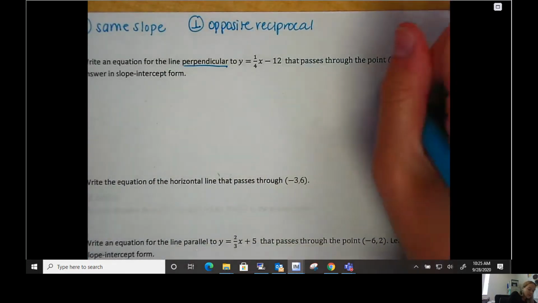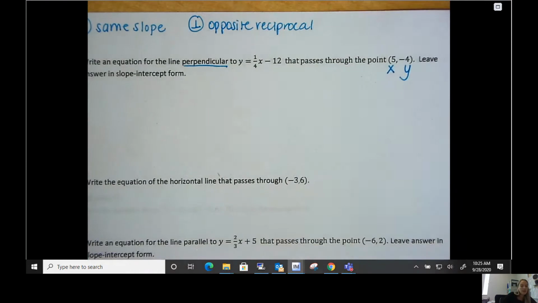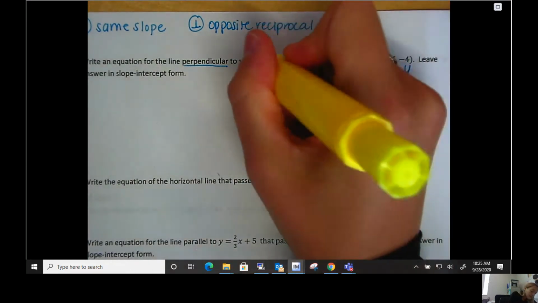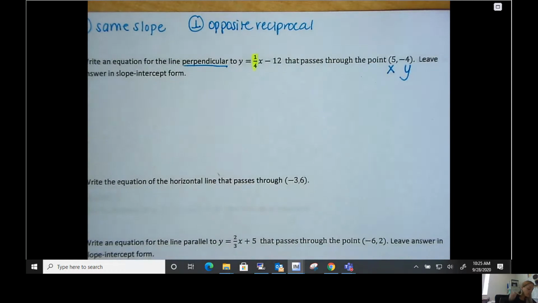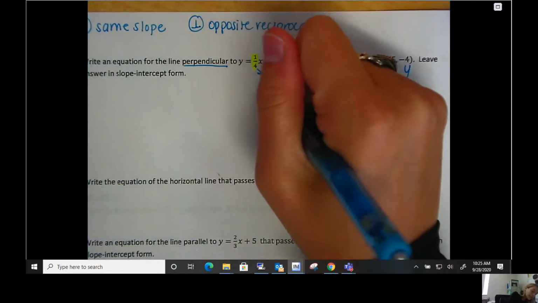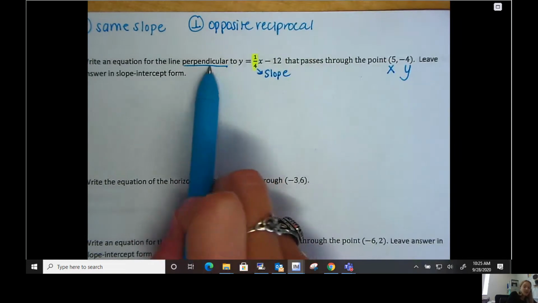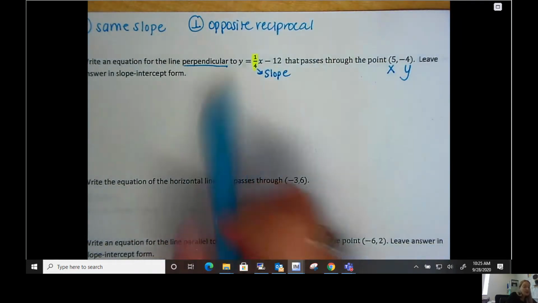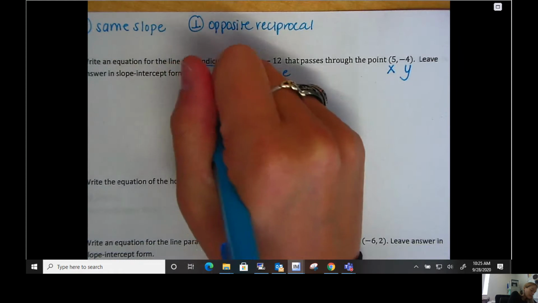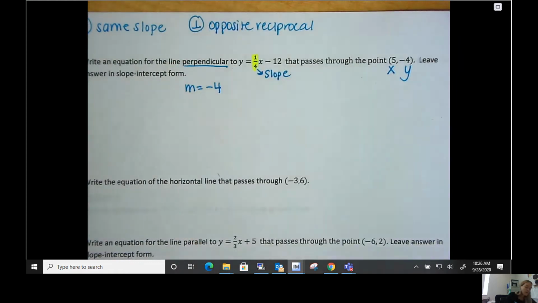Now I know the points are my X and my Y's, right, because it's a coordinate. Now my slope in this problem is 1/4. That's my slope. But if I'm going to write an equation that is perpendicular, I have to take this slope and I have to make it the opposite and reciprocal. So I flip it, it becomes 4/1 or just 4. And then since this is positive, my slope becomes negative. So I'm going to use -4 for my slope.